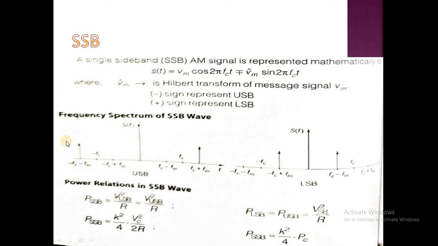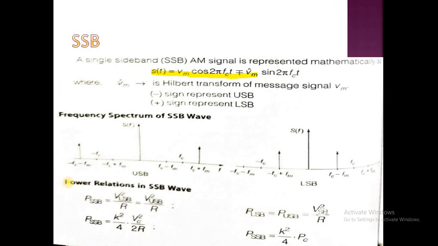A single sideband AM signal is represented mathematically by this general form of the SSB: s(t) = Vm cos(2π fc t) ± Vm cap sin(2π fc t). Here Vm cap is the Hilbert transform of the message signal Vm. The negative sign represents the upper sideband and the positive sign represents the lower sideband. Here is the frequency spectrum of the SSB wave.